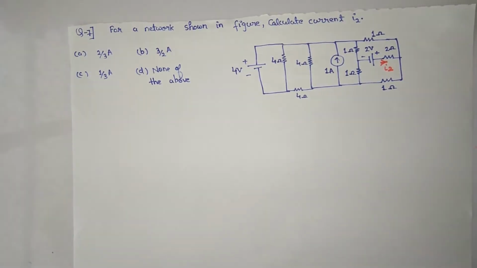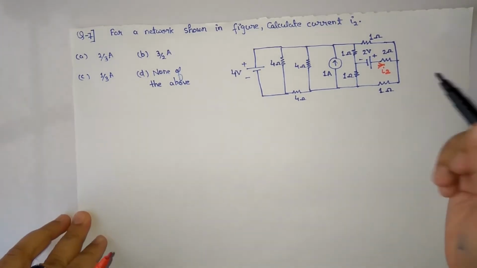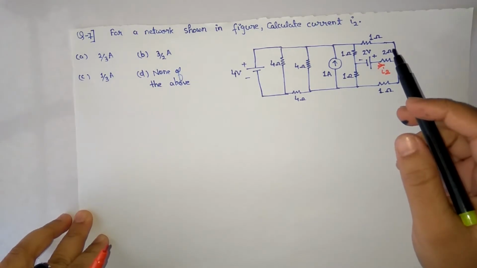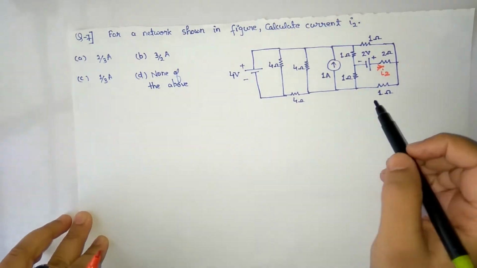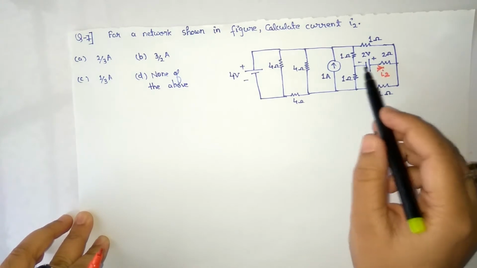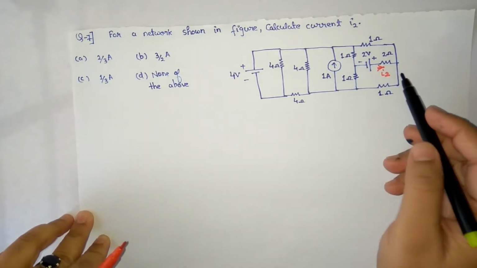In this video, I'm going to discuss one of the questions from ISRO 2018 EC. The question goes as: for a network shown in the figure, calculate current I2. So for this network, we need to calculate the current in this branch, that is I2.